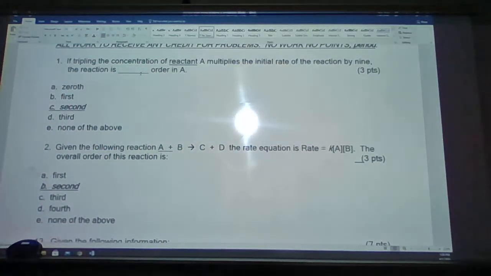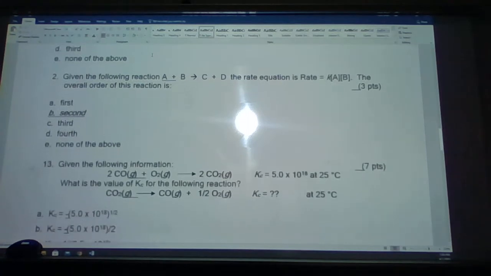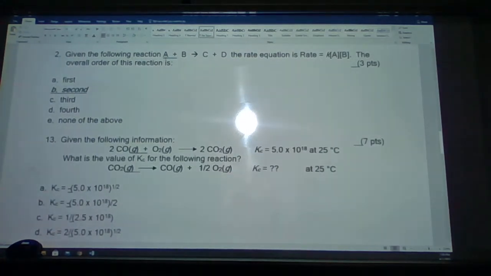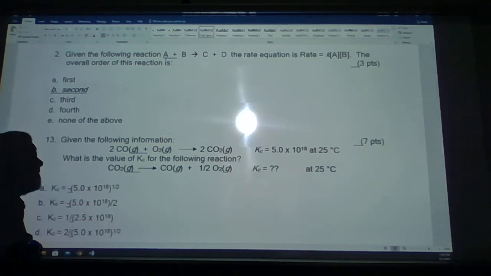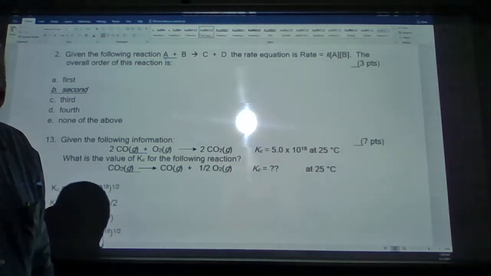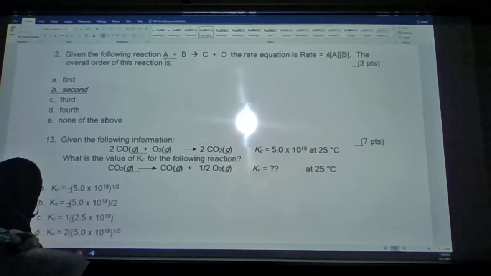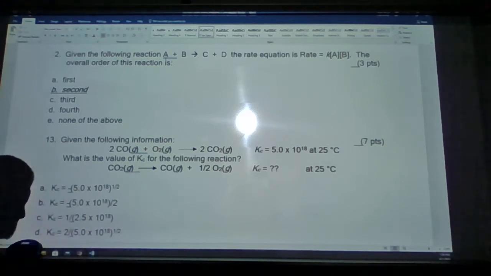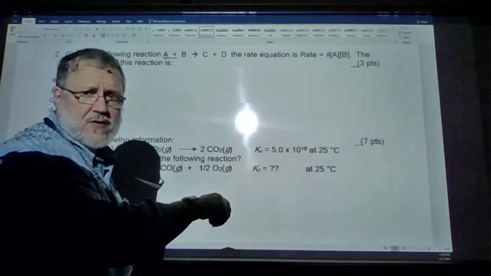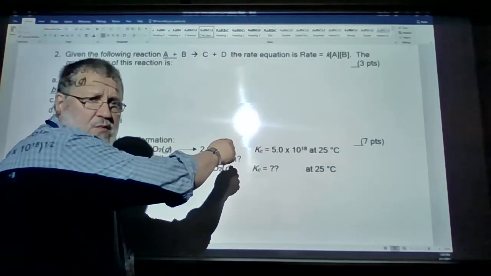Number 2, given the following reaction, A plus B goes to C plus D. The rate of the reaction is equal to some rate constant K times the concentration of A times the concentration of B. So we're looking right here. I don't know if you can see that dot or not. Nope. Okay.